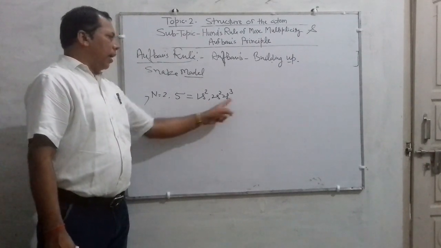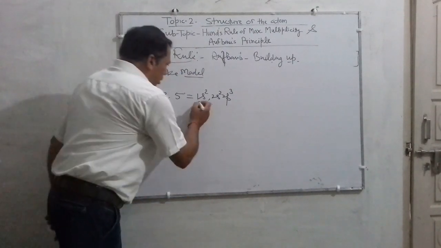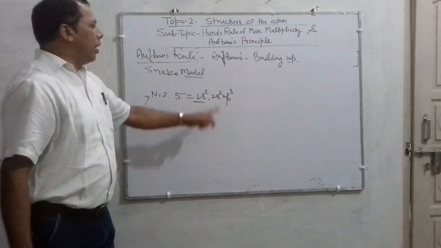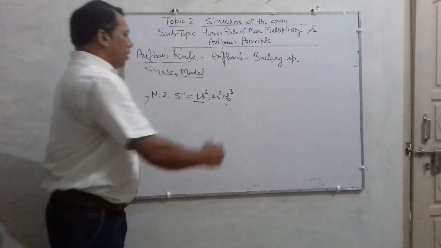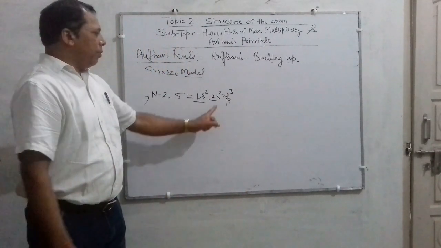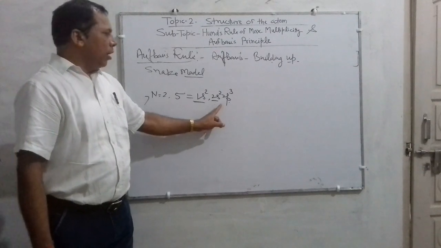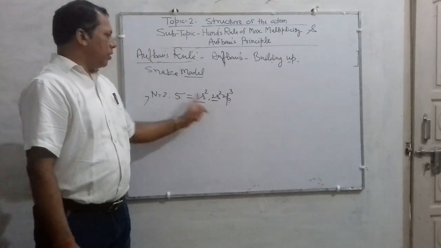Children, why am I writing it as such? According to this rule, the energy of 1s is less than 2s, so it fills first. Similarly, the energy of 2s is less than 2p, so 2s will fill first, then 2p. This is the meaning.